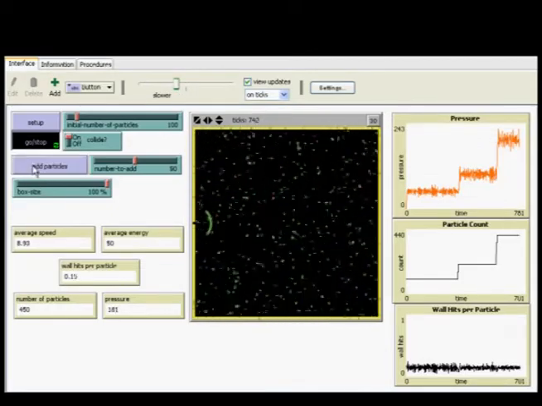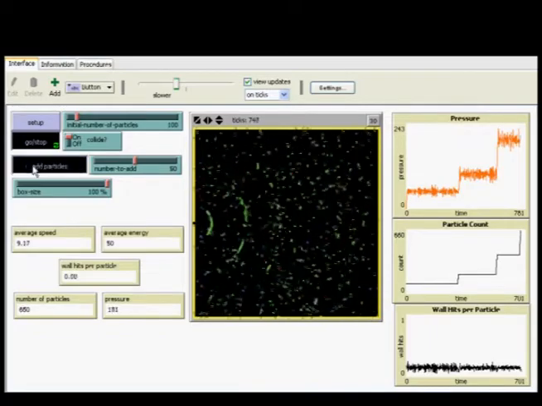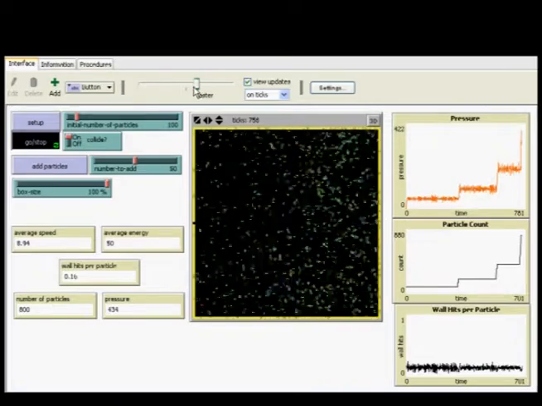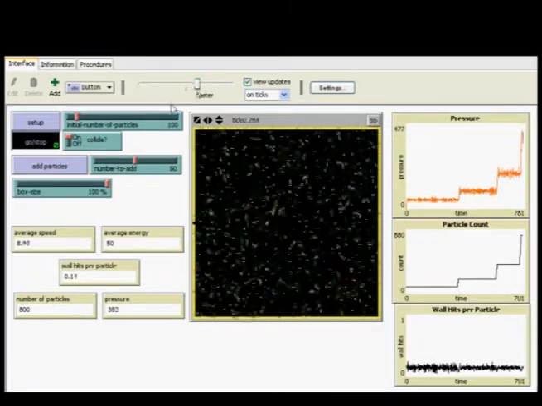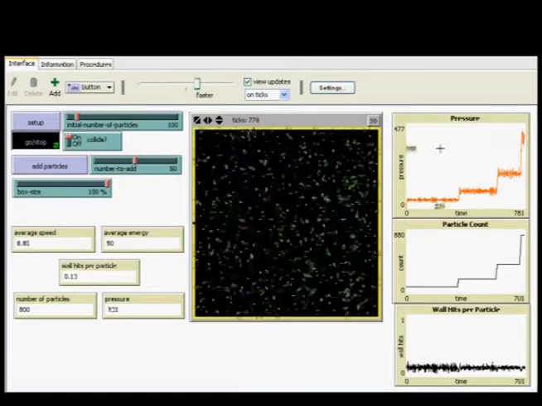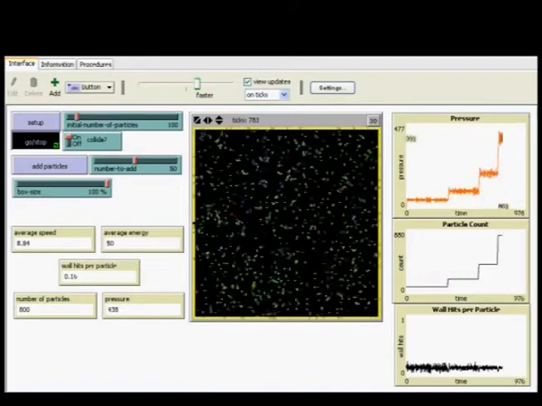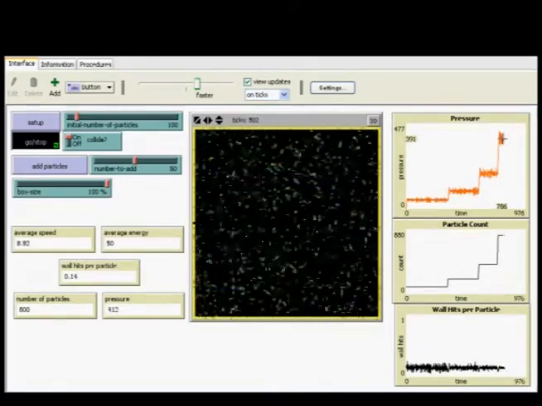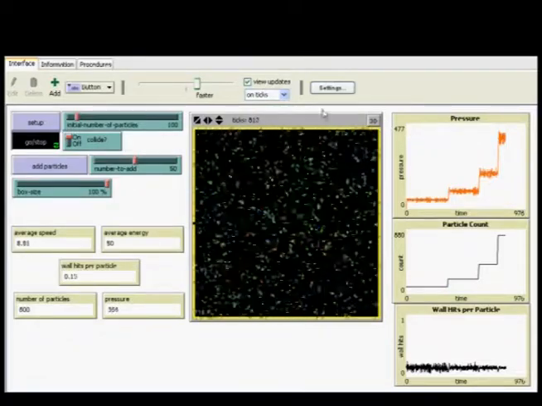Double the number of particles again, up to 800. There we are. Speed things up so we can get some data. With 800 particles, it's looking like it's going to average out to around 391. Let's write that number down.